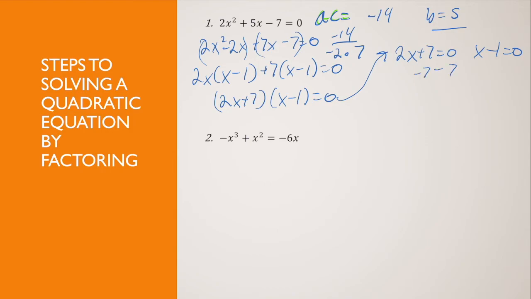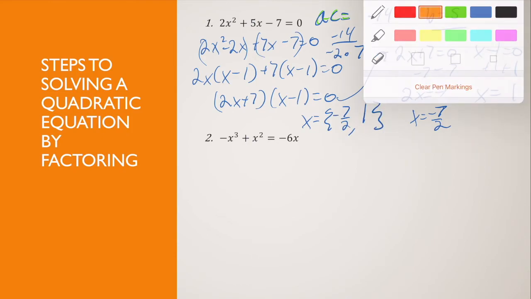Subtract 7 from both sides. 2x is negative 7, so x is negative 7 halves. I add 1 to both sides. X is 1. So I have the solution set, x is negative 7 halves, 1.